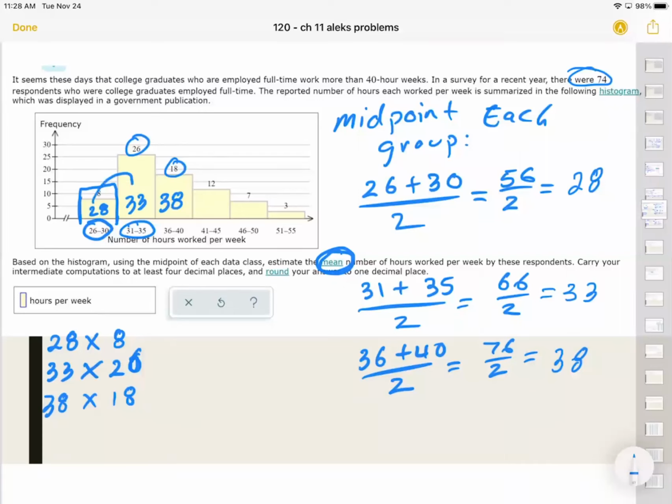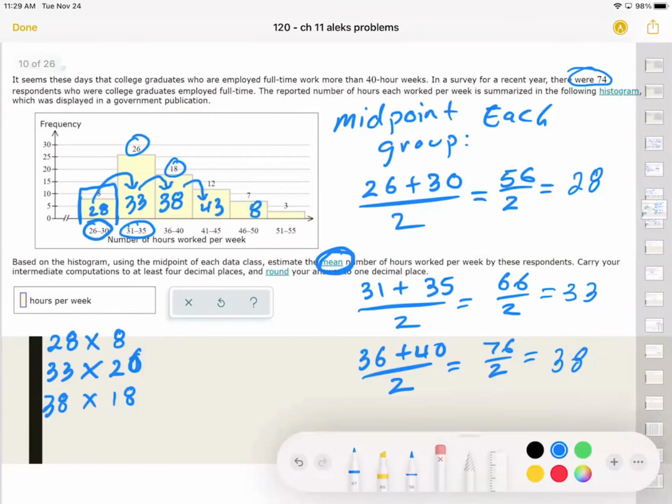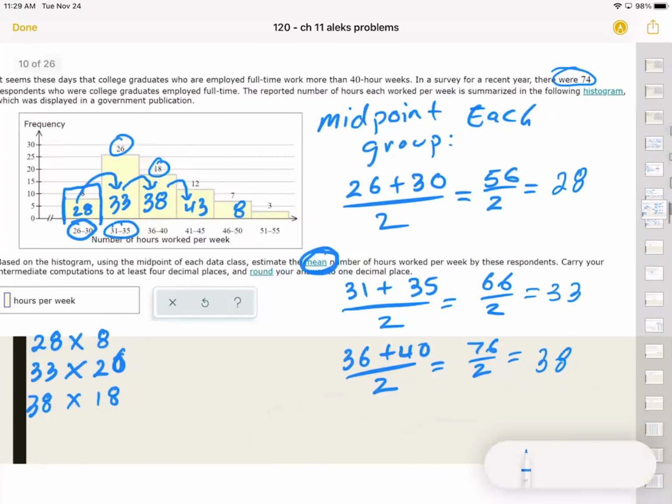And again, if you don't see it, every time you jump from one group to the next, you add 5, which is your class width. Every time you jump, you add 5. This should give you 43, and this should give you 48, sorry, 48, not 58. And the next one will give me 53. So basically all I do is I take 43 times 12, 48 times 7, and 53 times 3.